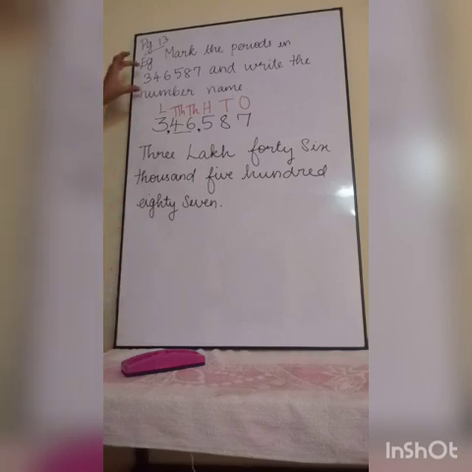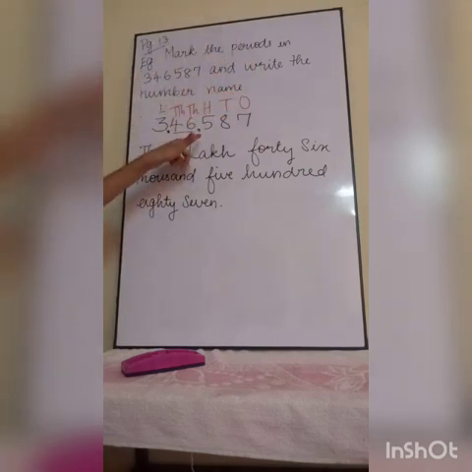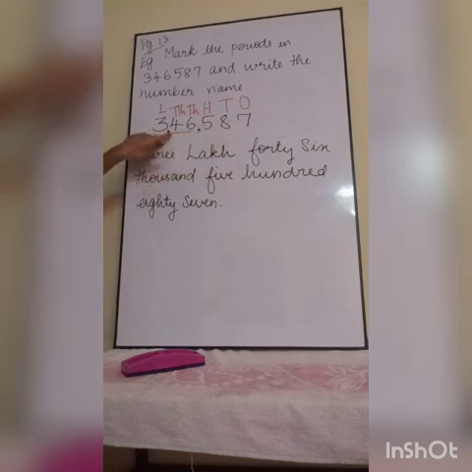So what is the question? They have given a numeral, which means they have given a large number. For that number, you have to do the periods. You have to mark the periods. Marking the periods means you have to separate them using commas.